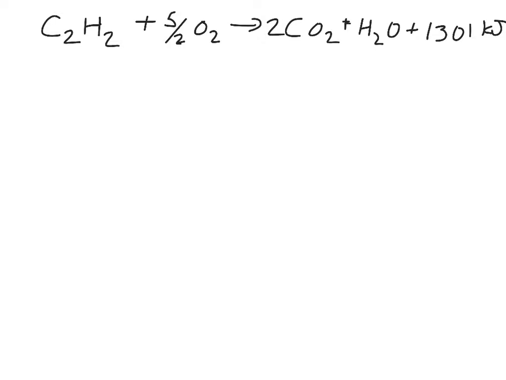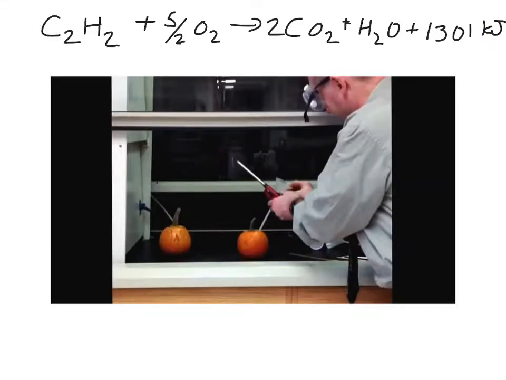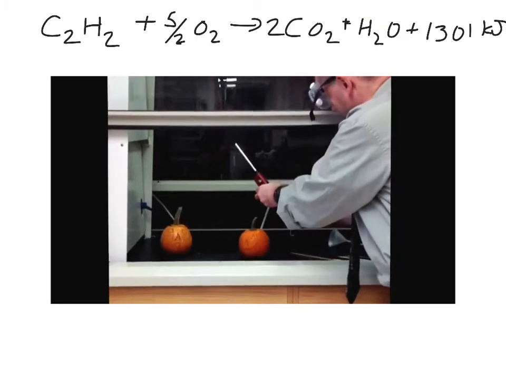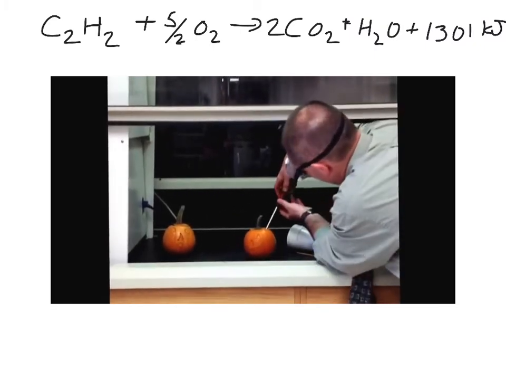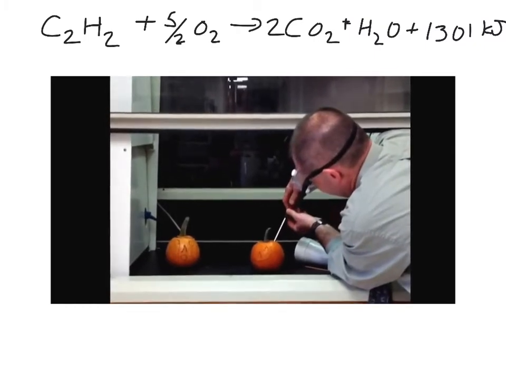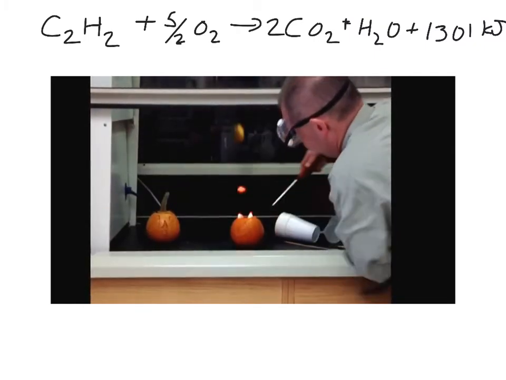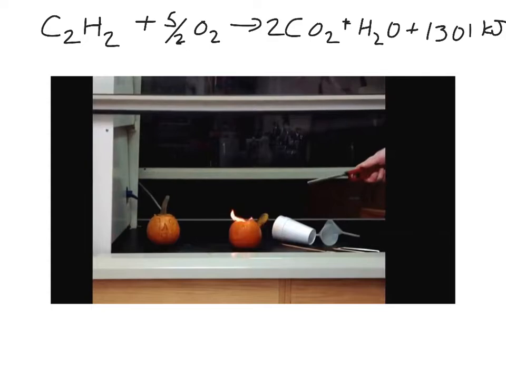When you react acetylene gas with oxygen, you get carbon dioxide, water, and 1,301 kilojoules of energy. All right, so let's take a look at the reaction in progress here. Okay, this is a class activity. It's the generation of acetylene gas and then the ignition. Oh, that was too awesome.